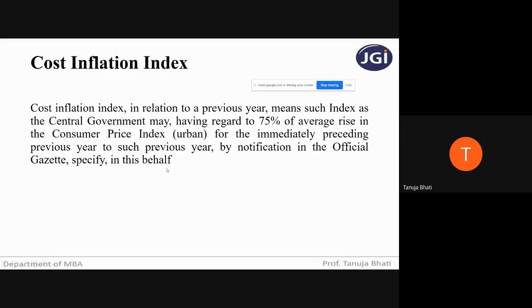It is specified by the central government depending upon the rise in the price of a previous year compared to the next previous year. Suppose from this financial year to the next financial year, there will obviously be some rise in the prices. That is decided by the central government and notified to the public. So this is the cost inflation index.